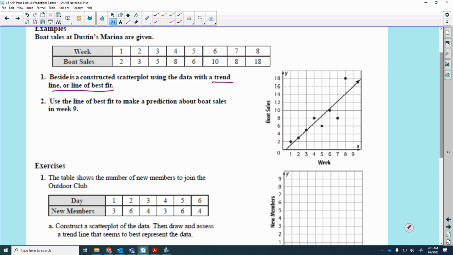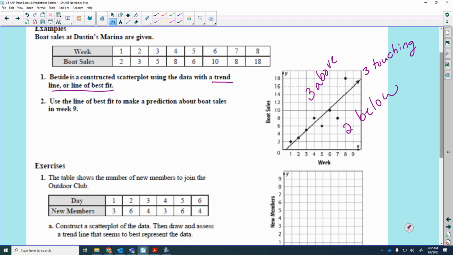But notice that there are 1, 2, 3 that are actually touching the line. And how many are above the line? 3 above. How many are below? 2. So does it seem like it's in the middle as best it can be? Yeah. Is this an exact science here? No, we're making a line that's as close to being in the middle as we can, okay?